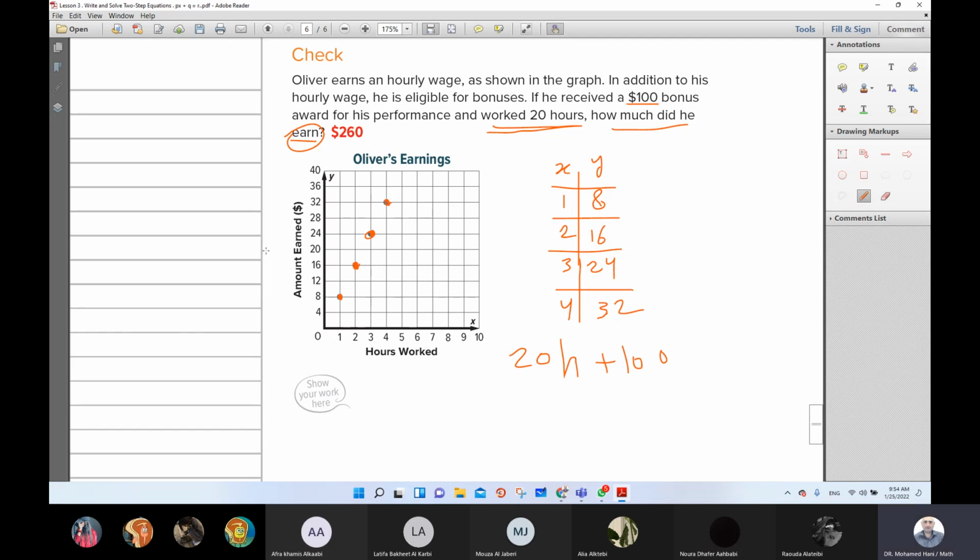We know the cost of an hour. If he works 1 hour, the cost will be 8 per hour. So the value of h is 8. So we can write here 20 times 8 plus 100. 20 times 8 will be 160, plus 100. The answer will be 260. So if he works 20 hours, the amount will be 260.